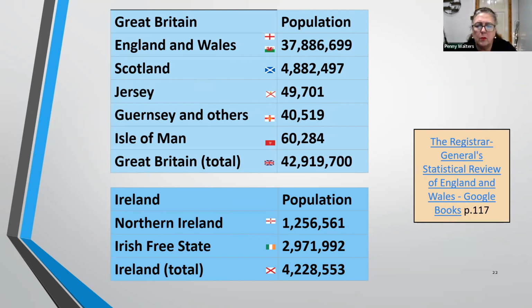For those of you that would like to really play with these statistics, there are a couple of hundred pages in the Registrar General's Statistical Review of England and Wales, and I found this on Google Books. How exciting is that? So these statistics were taken from page 117. It was a bit of a nightmare scrolling down, but what an interesting book if you like stats. For Ireland, we've got differences between Northern Ireland, the Irish Free State, and Ireland as a whole. And I think that was on page 118.